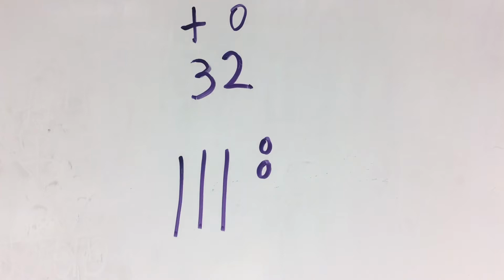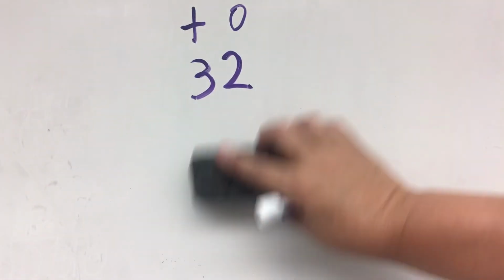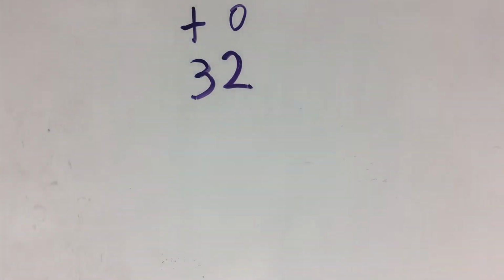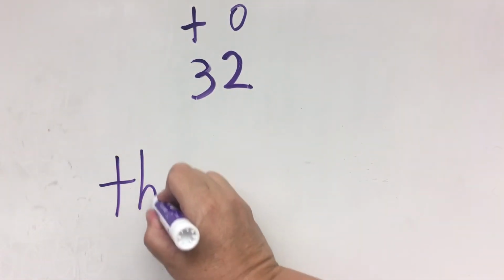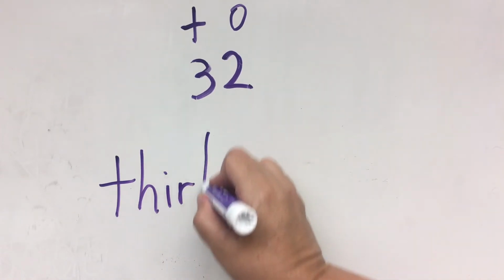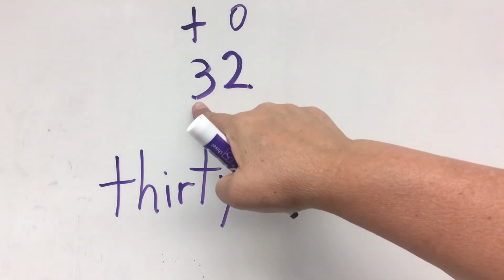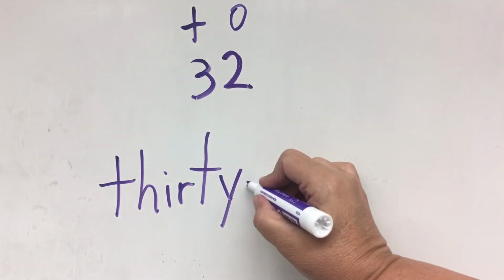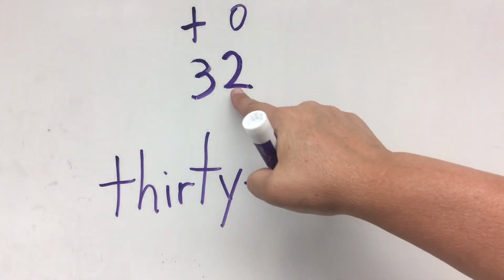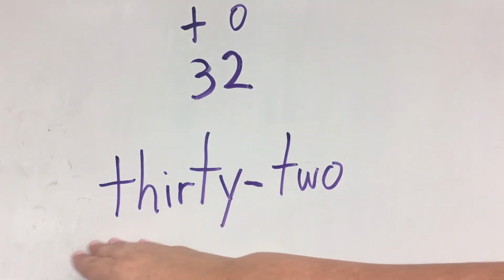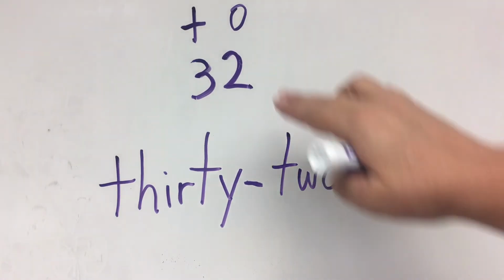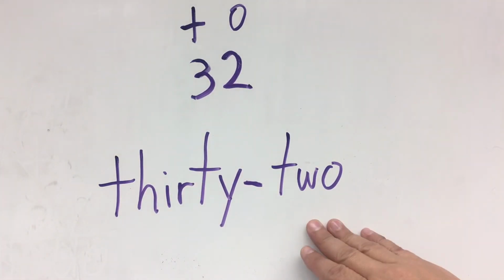But the final one that I wanted to introduce today, we're using the number 32, we're going to represent it as a word. So I have to write the word thirty. Now to separate the thirty from the ones, I do a little hyphen, and then I write the word two. And this is another way to represent the number 32 in word format.